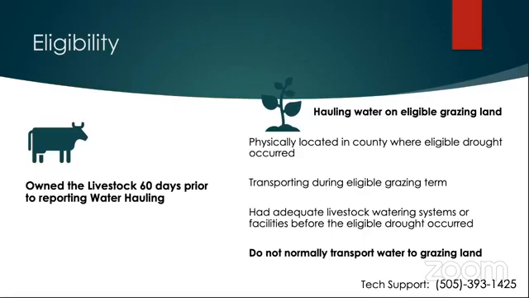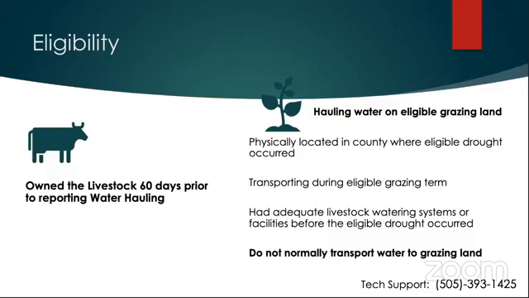Here's another big one that we always see. With this program, you needed to have had adequate livestock watering system or facilities before the eligible drought occurred. What that means is you needed to have a dirt tank or a windmill with a livestock drinker prior to the drought. We are paying for severe drought out there where, you know, I know sometimes people pick up extra pastures and they have no water source on there. So you were going to have to haul water to them anyways.